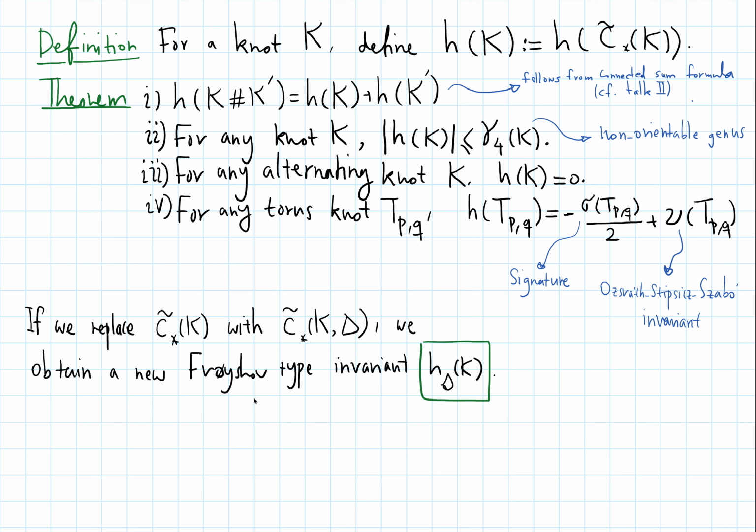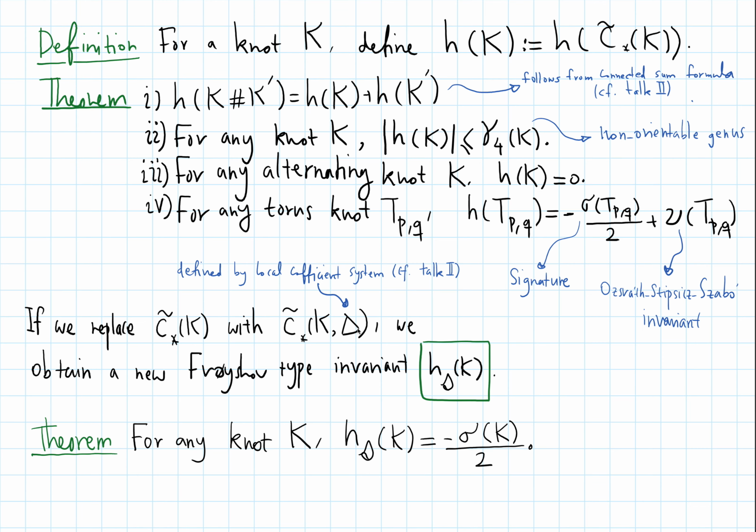Alternatively, we can replace C tilde of our knot K with this other version of the S complex associated to knot K, which is defined using the local coefficient system delta. And this way we obtain a new Frøyshov type invariant, which we call HS of K. Remember that this local coefficient system was defined in part 2.